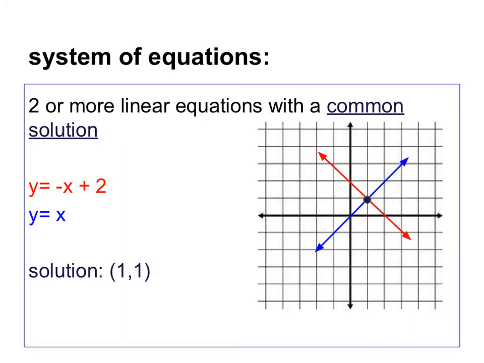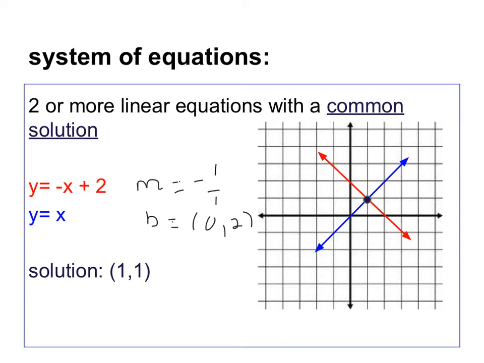What is a system of equations? A system of equations is two or more linear equations with a common solution. So you can see here we have two lines that are graphed. And if we take a look at the first line, its slope is -1, so -1/1, and its y-intercept is 2, so 0, 2. So we graphed it at 0, 2.